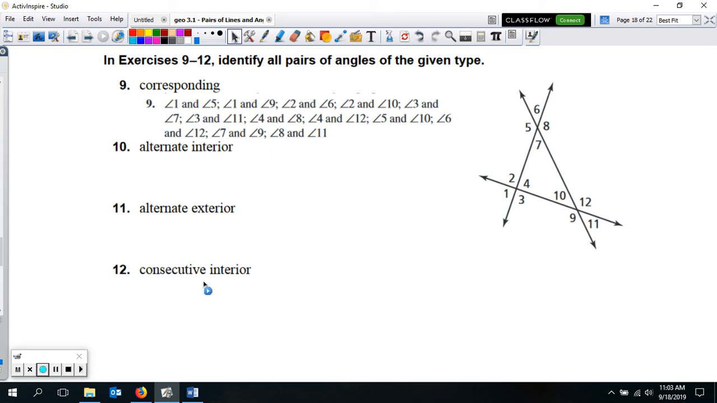All right, so there's less of these now. This one's going to have the most corresponding. Will always have the most. So there's less here. But go ahead and do number 10, alternate interior. So we're looking at the inside ones.